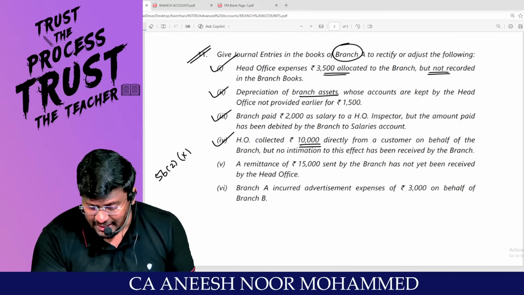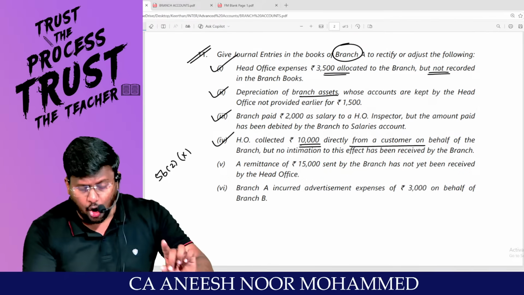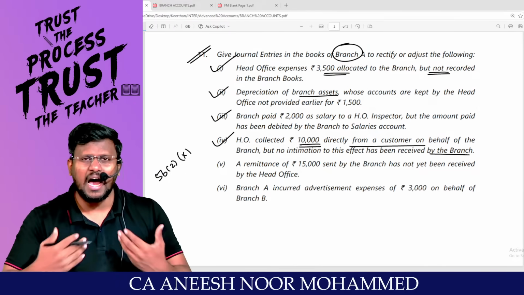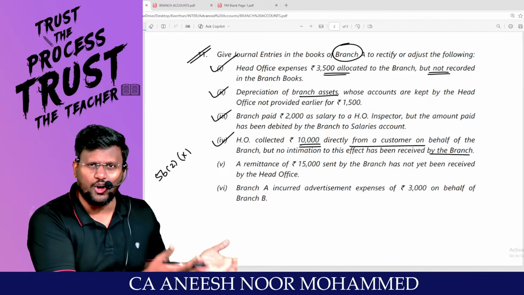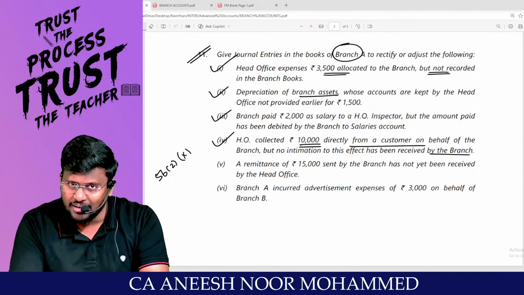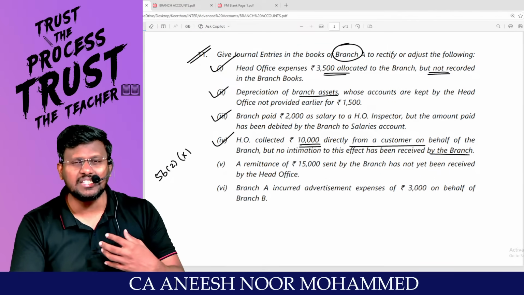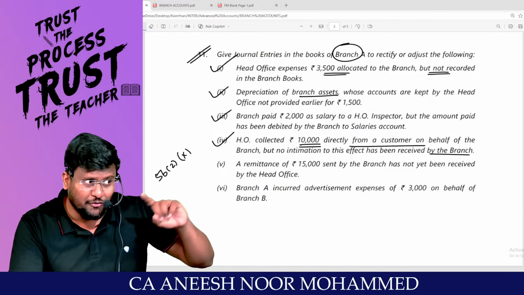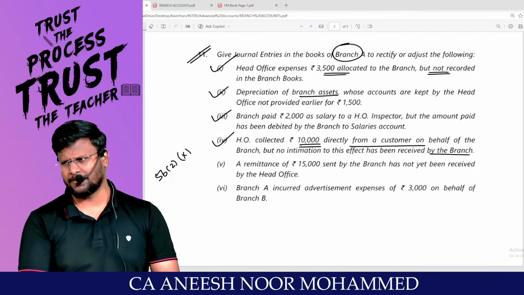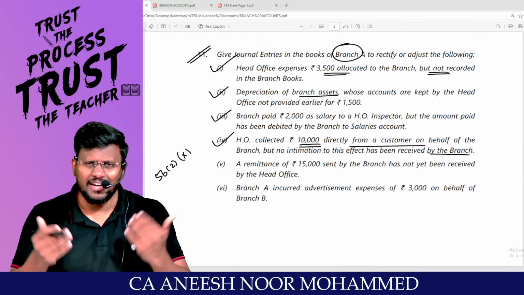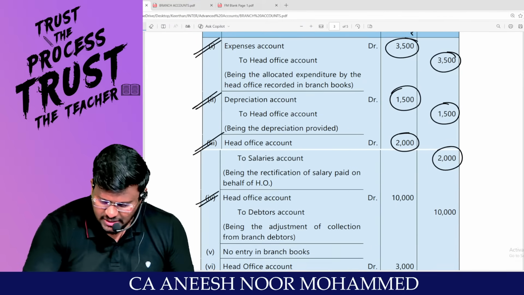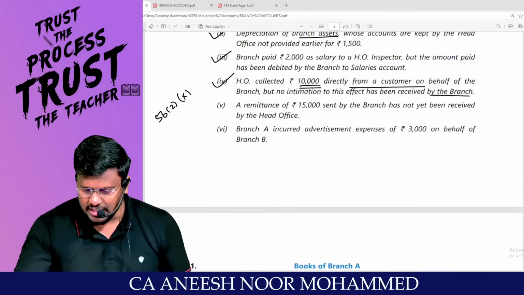HO collected 10,000 directly from a customer on behalf of the branch, but no intimation to this effect has been received by the branch. Our debtor's money has been collected by head office. Then we would not receive any money from the debtor. But we are supposed to get a receivable from head office, because our debtor's money is with whom? Head office. So head office account debit 10,000 to debtor's account 10,000.